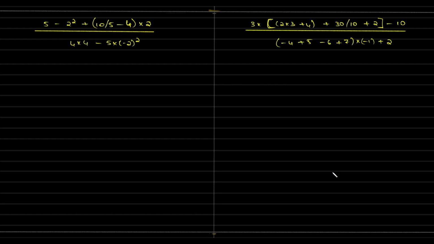The last big set of questions. Come on, let's do it. Don't give up. Just last two. We have the numerator 5 minus 2 square plus 10 by 5 minus 4 into 2. So it's better to write Bodmas for this. I'll write it over here.